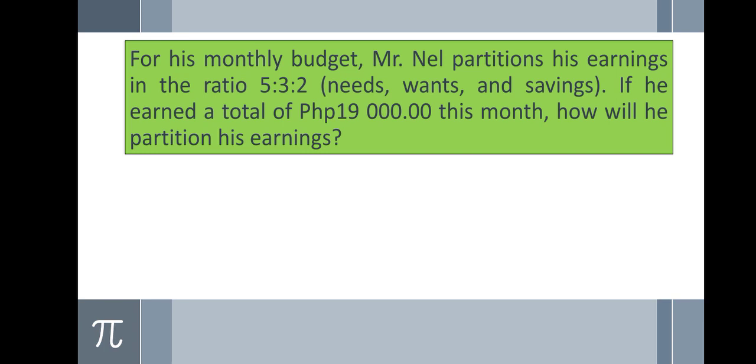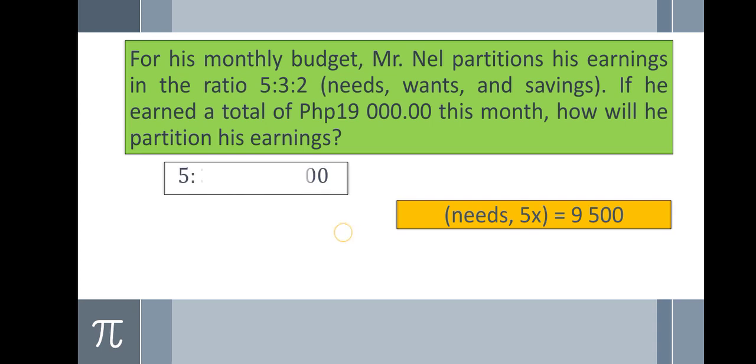Now we will divide the 19,000 into needs, wants, and savings with the ratio 5 is to 3 is to 2. In order to get the value for needs, wants, and savings, we will use the formula: 5 is to 3 is to 2 is equal to 19,000. So simply add the ratio. We will assign a variable for the ratio since we want to know how much is the need, how much is the want, and how much is the savings.